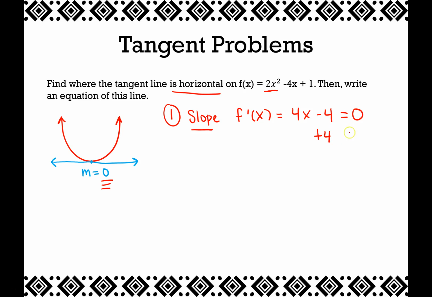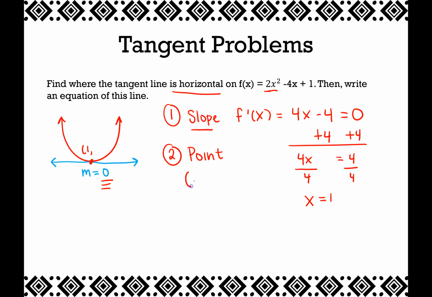I'm adding 4 to both sides. I get 4x equals 4. Divide by 4, and I get x equals 1. So this point right here has an x value of 1. But remember, I also want to find a point. Okay, well, that comes from my original equation.